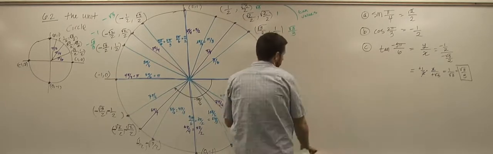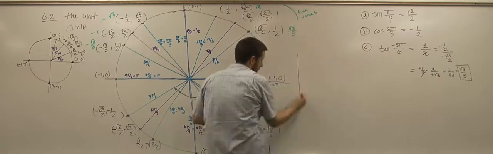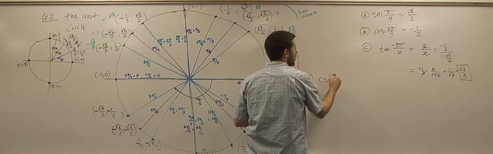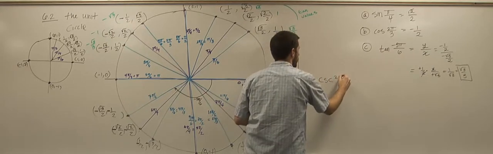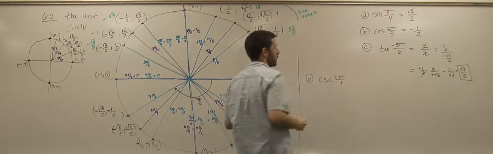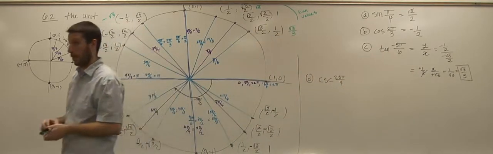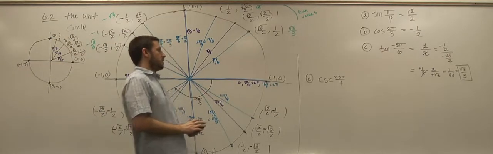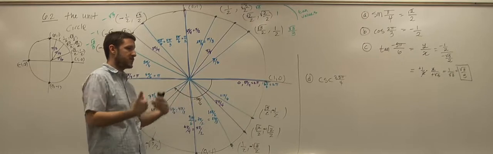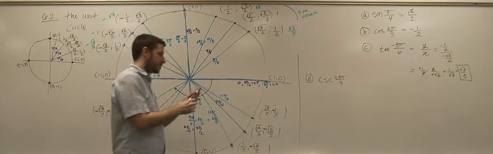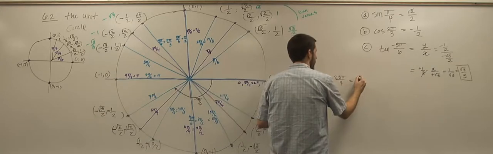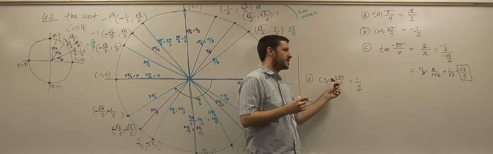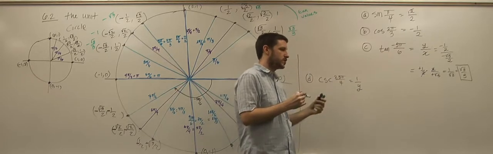Maybe the trickiest one of the bunch, part D: cosecant of 23 pi over 4. So cosecant is the reciprocal of sine. Cosecant and sine are reciprocals, so I know this is going to be 1 over sine. But the whole trick is I have to figure out what my y value is at this angle.